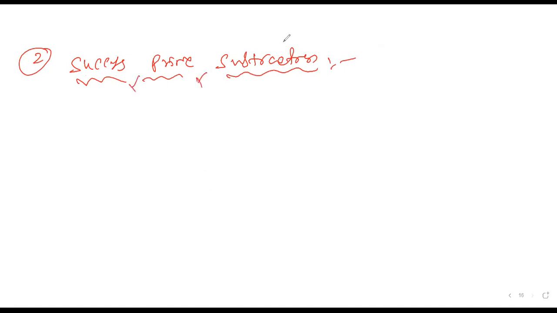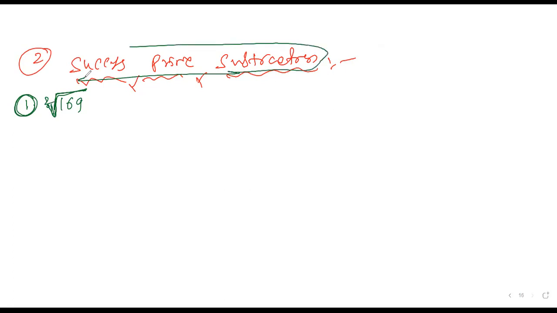Let us take one question. I'll try to explain it for the sake of understanding. The first question: the square root of 169. I should find it by using the successive subtraction method. You should follow the method they mentioned. The method is very simple.